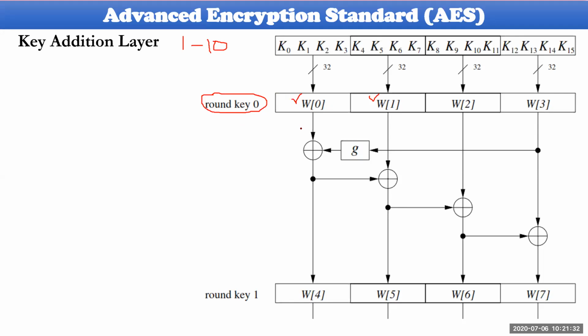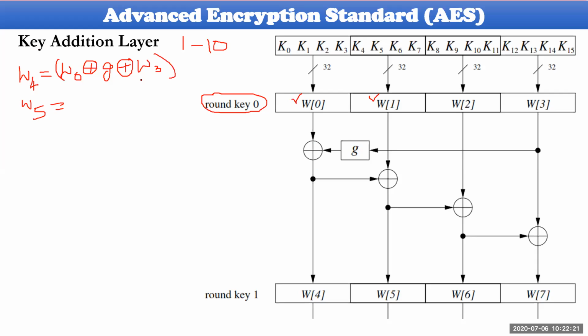And how is this performed? W0 will be exclusive ORed with G, and G will be taken from W3 onwards. So W4 will be equal to W0 exclusive OR of G, the output of W3. So this is W4. And W5 will be equal to, however, this particular output will be completely transformed.